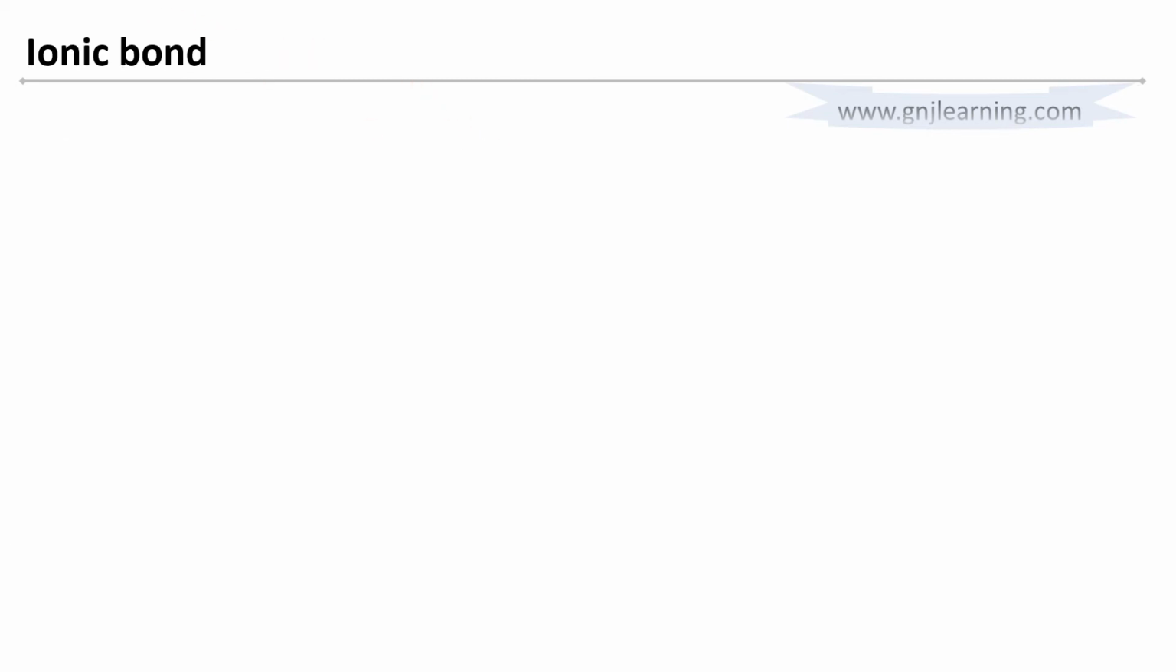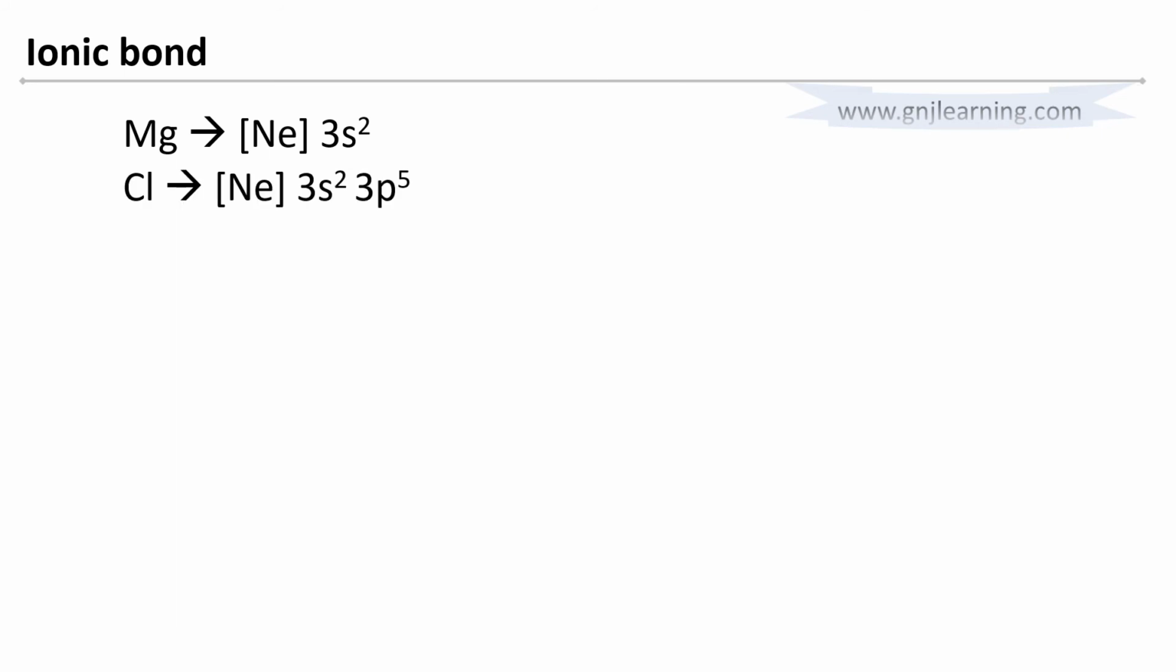So we will see yet another example of ionic bonding. This time the ionic bonding is between magnesium and chlorine. As we all know, magnesium has an electronic configuration of 3s2. It belongs to the second group and has a common valence of 2. And chlorine, as we have already seen, has a common valence of 7, belonging to the 17th group.